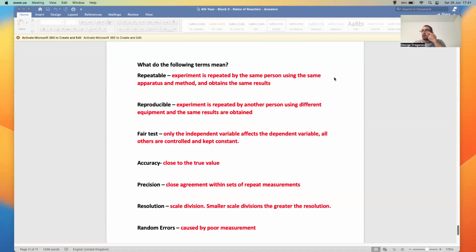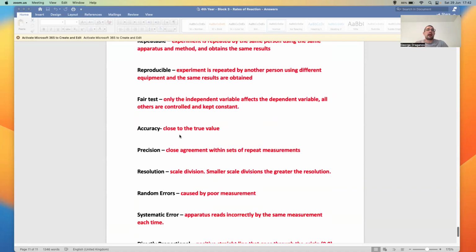Together, these essentially make a reliable result. In the past, they used to be called reliable. Now we call it repeatable and reproducible as separate bits. So pay close attention in the exam. They can ask you any of these. A fair test is when only the independent variable affects the dependent variable. So the one you change is the one that has the effect. Everything else has to be controlled and kept the same.